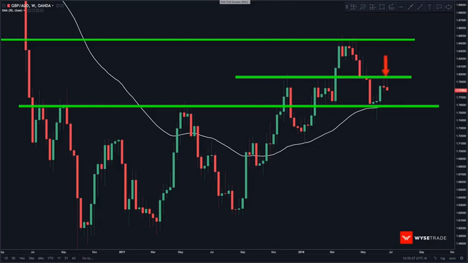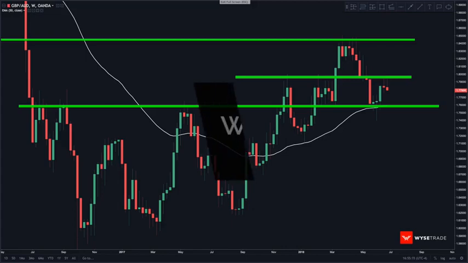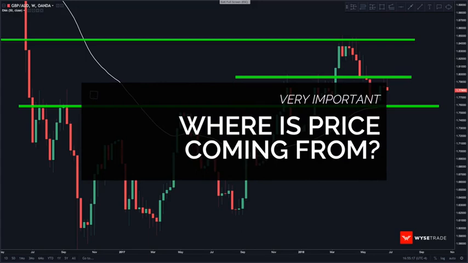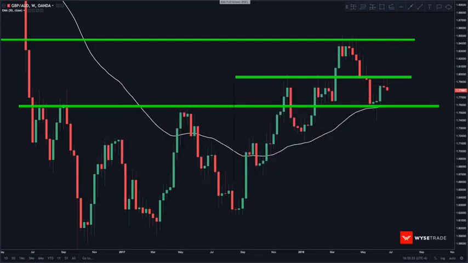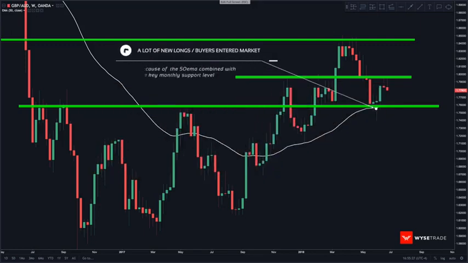So here we are this week. As you can see, last week we had this long wick candle rejecting resistance. So if you remember from one of our lessons, we talked about always looking at where price is coming from. What we did not like about going short on this pair is the fact that a lot of traders just entered fresh long positions right here, meaning there was a lot of buyers entering the market, and they might not all close at this level of resistance.